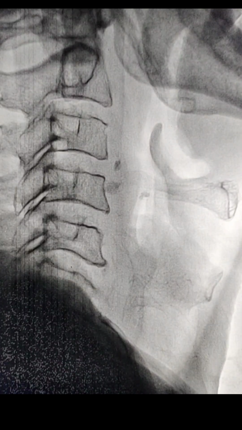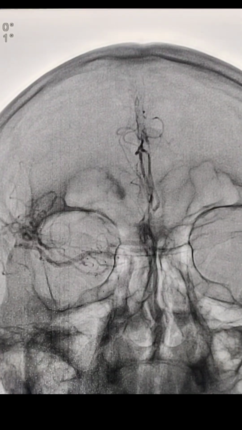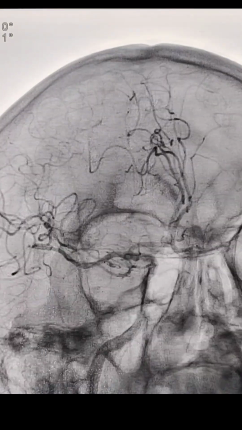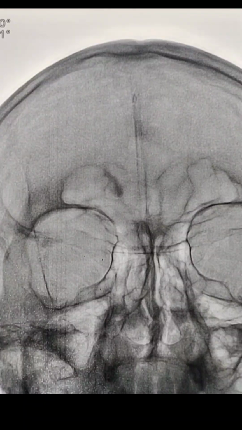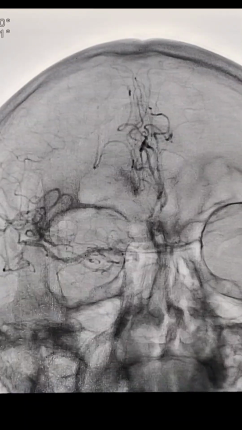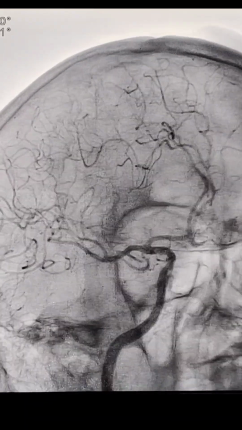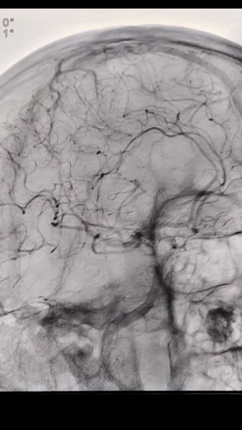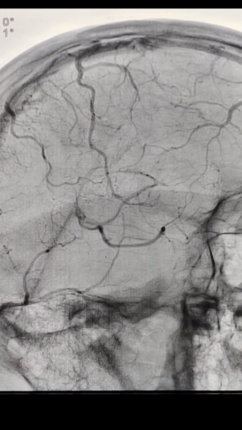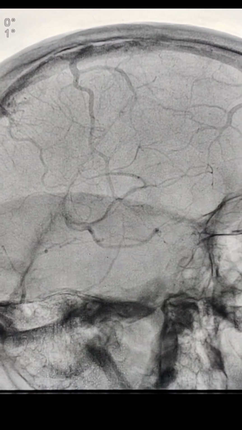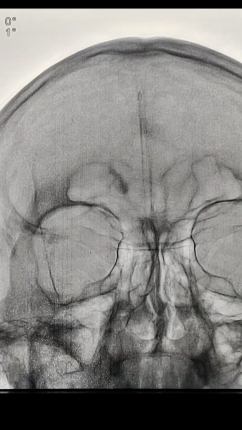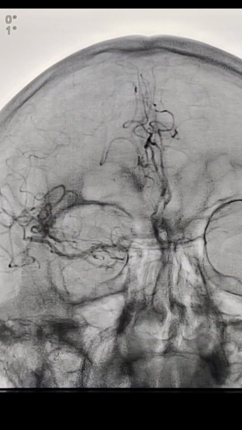So this was a mild lesion, non-significant, and this was just, we took a 3D to see the brain vessels. There was no aneurysm, no stenosis, nothing. So this is a sort of 3D. We have taken the shot.